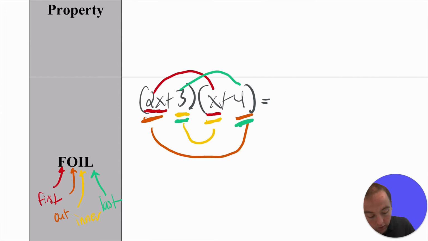And when you do multiply each of those individual pairs together, so starting with 2x times x, you get 2x squared, and then plus, doing the 2x times the 4 is going to give you plus 8x, and then plus, from the yellow, we get 3 times x, which is plus 3x, and then finally, plus, at the very end, we're going to have the 3 times the 4, and then plus 12.